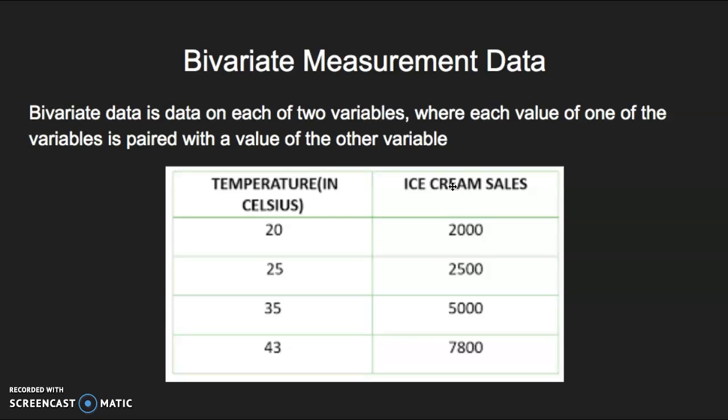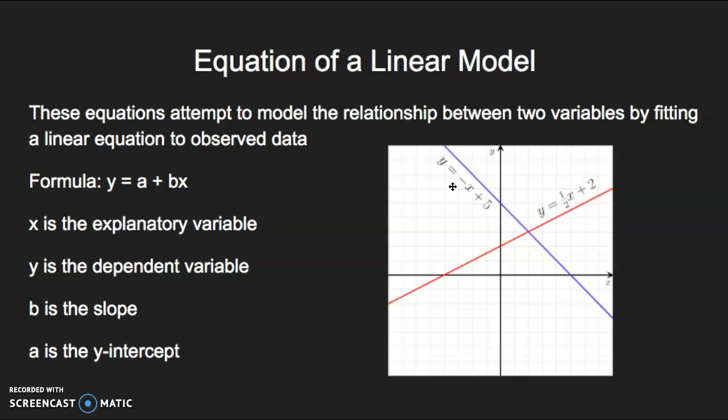So you can see in our image we have temperature and ice cream sales, and we're looking at the relationship of how those two variables interact with each other. In this image, it seems that as temperature gets bigger, ice cream sales gets bigger. Equation of a linear model. So these equations attempt to model the relationship between two variables by fitting a linear equation to observed data. So our formula for this one is y equals a plus bx.